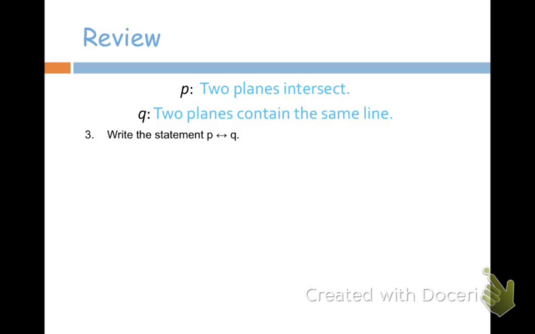One last example: if you have a statement P and a statement Q, and you want to write the statement with the double arrowed lines like this, what does that turn into in words? Two planes intersect if and only if they contain the same line. That means if P then Q, and if Q then P. So, if and only if.